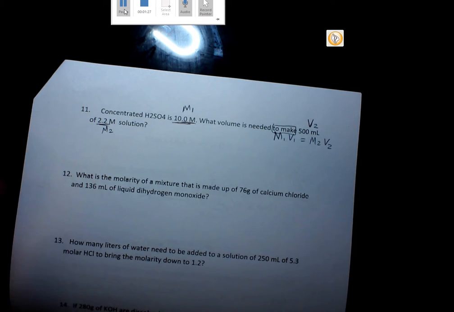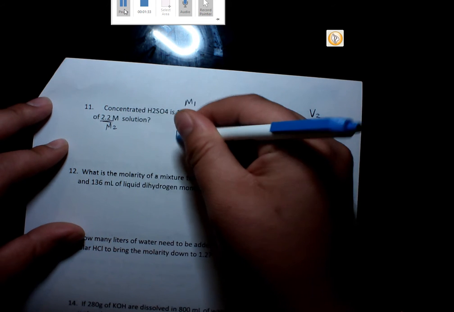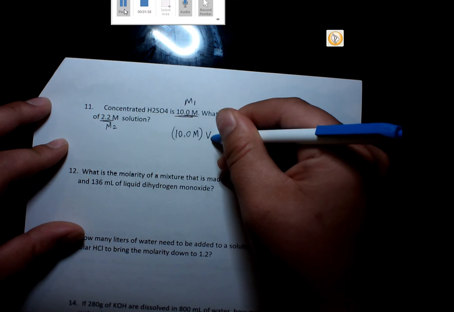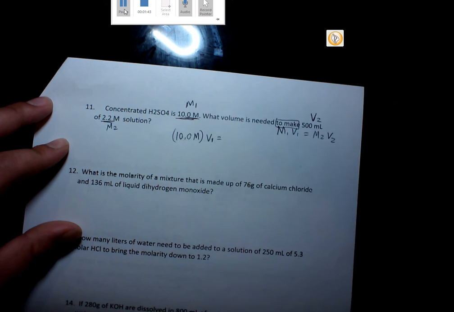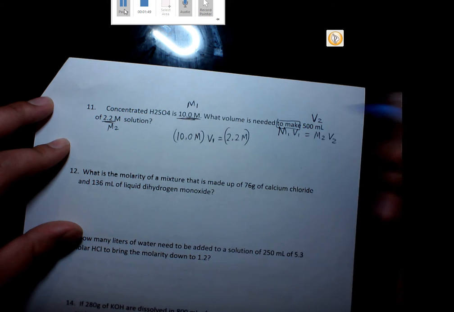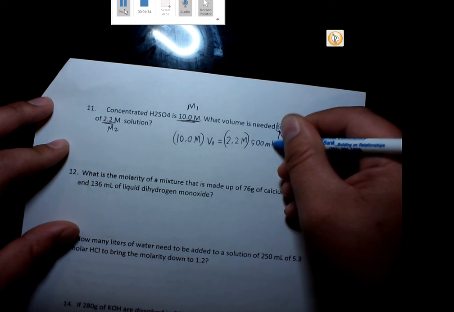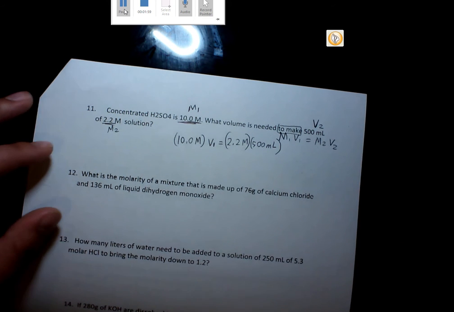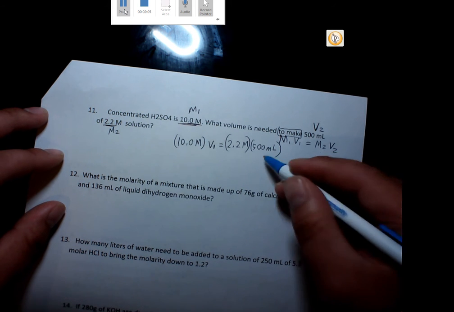We have everything we need to solve this equation. So rewrite this formula. We have 10.0 molar concentration times V1, which is what we're searching for because we didn't have a V1, is equal to M2 times V2, 500 milliliters. And in this case, guys, it is okay to have milliliters as our volume. That's only on the M1V1. If it were M equals moles over liters, it has to be liters, not milliliters.